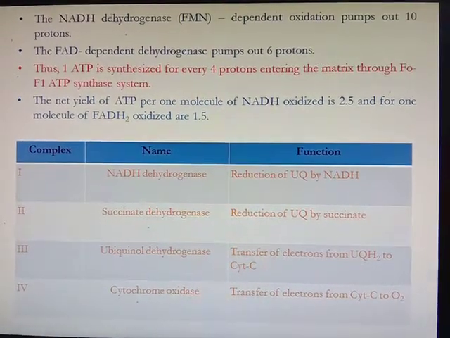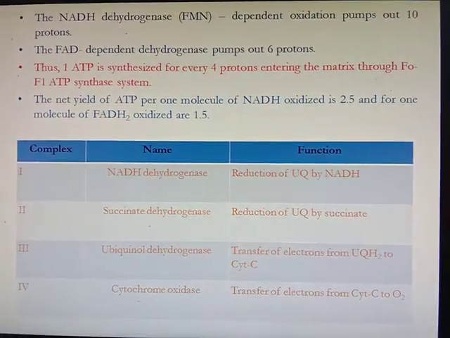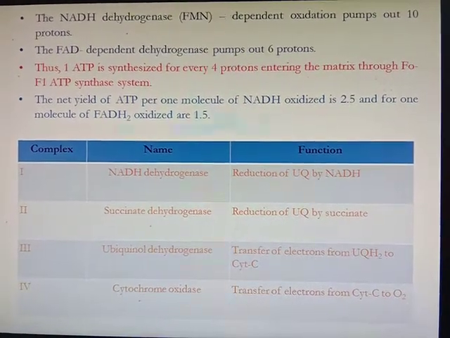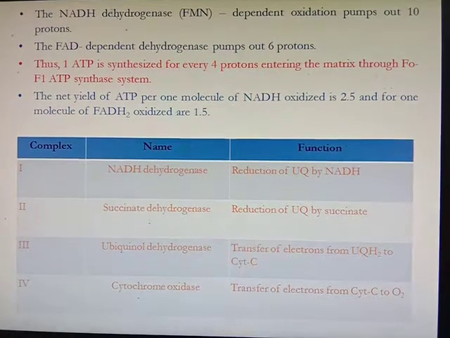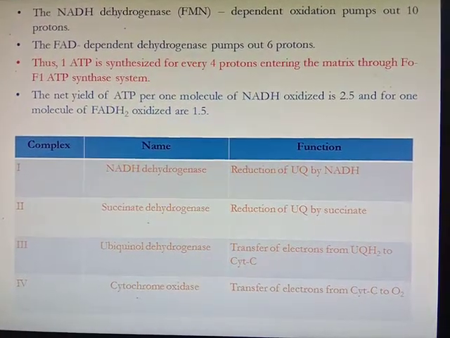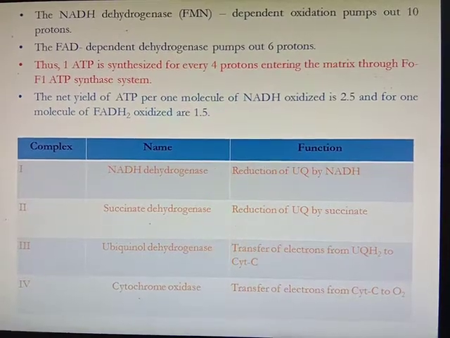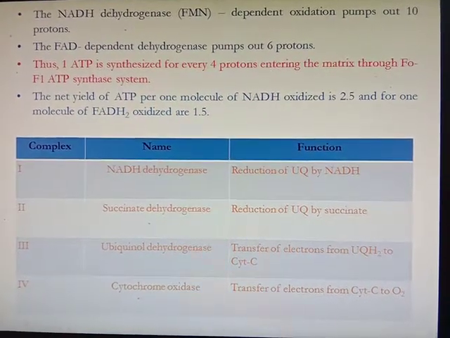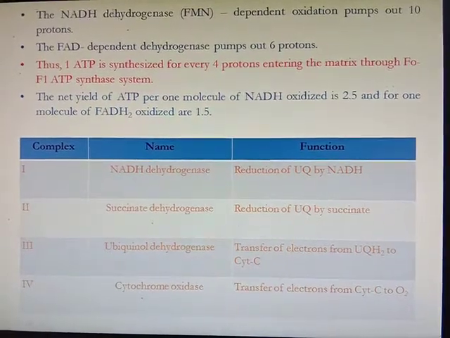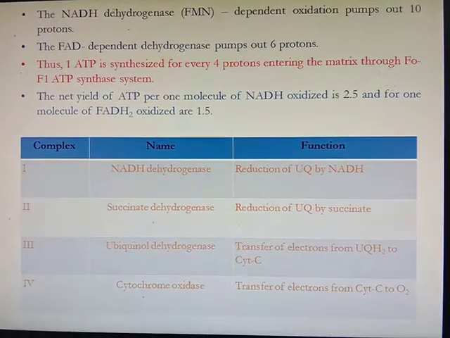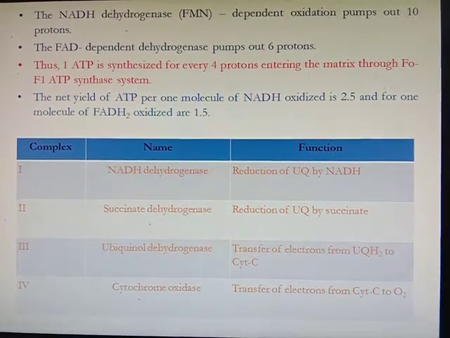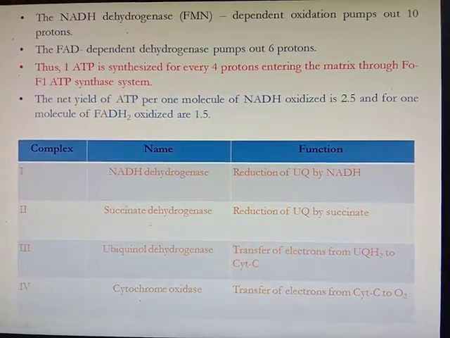Whereas in FAD dependent dehydrogenase, it directly starts from complex 2. In complex 2, there is no proton pumped outside into the intermembrane space. 4 protons are moved into the intermembrane space in complex 3 and 2 protons in complex 4, total 6. Thus 1 ATP is synthesized for every 4 protons entering the matrix through the FO-F1 ATP synthase system.